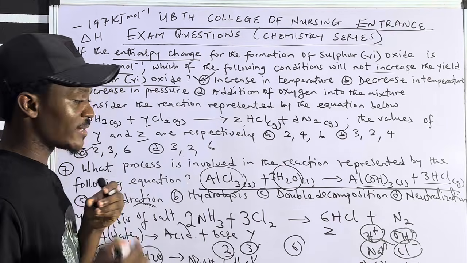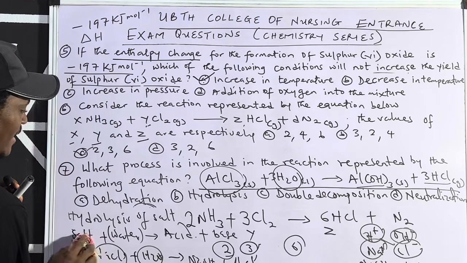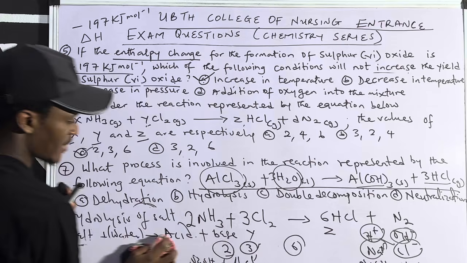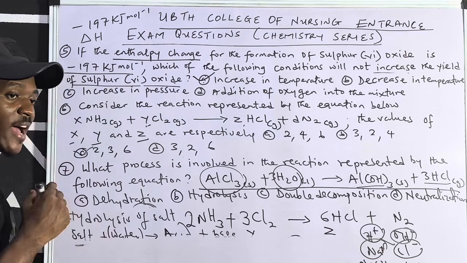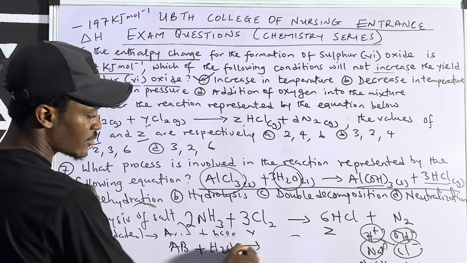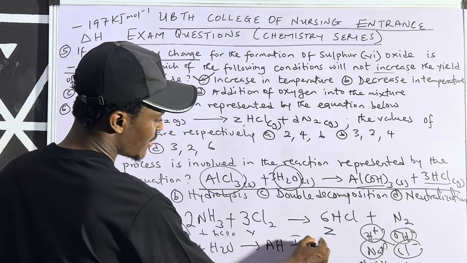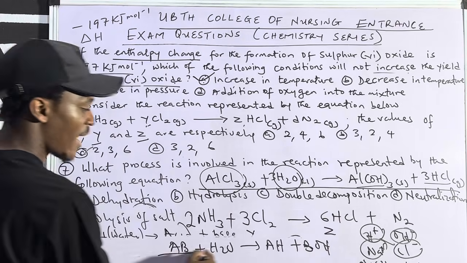So the basic thing about hydrolysis is that when you add water to a substance and it causes the splitting of the substance, then of course that's known as hydrolysis. Just like if I have substance AB and then I add water to it to form AH and BOH. In this case, you can call this hydrolysis.